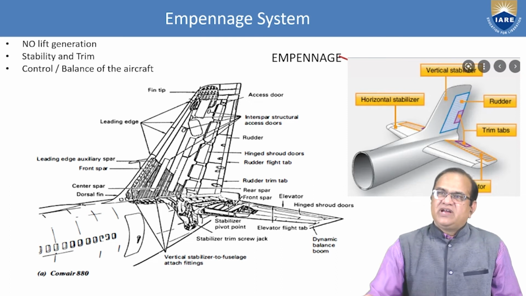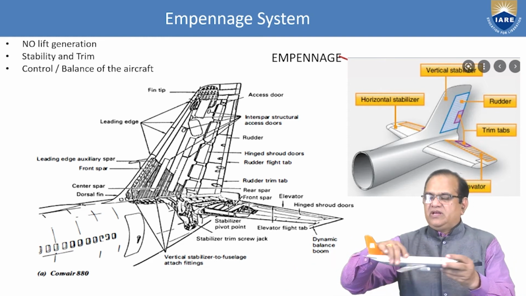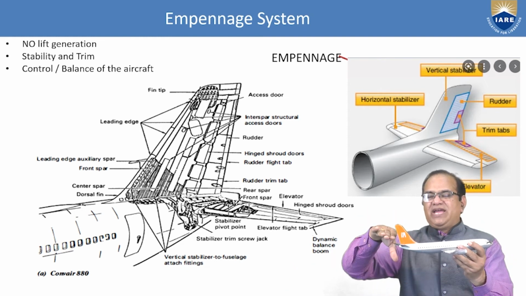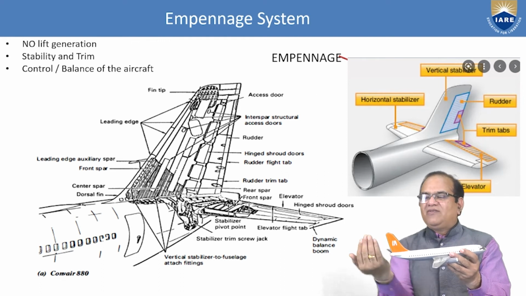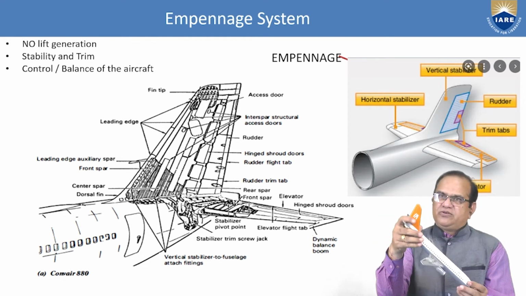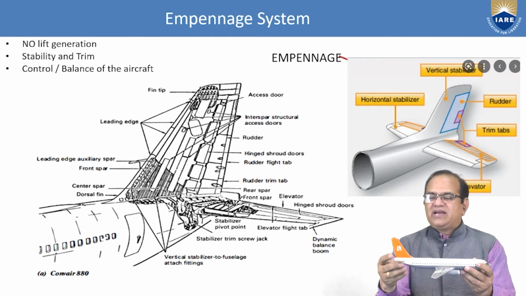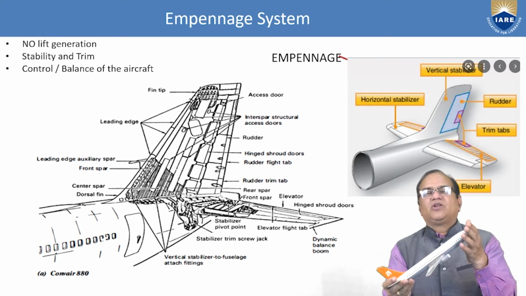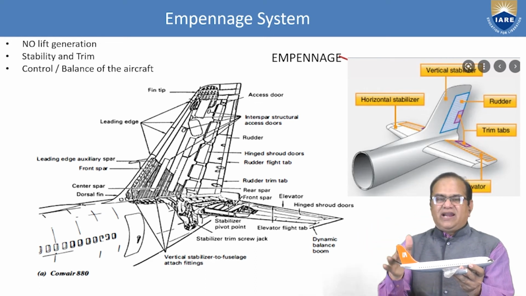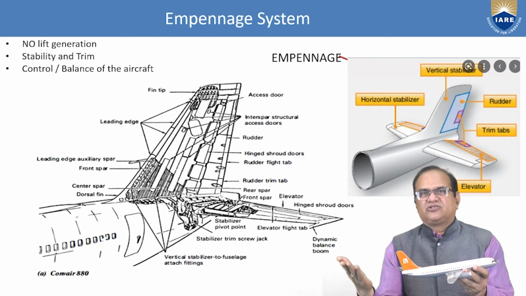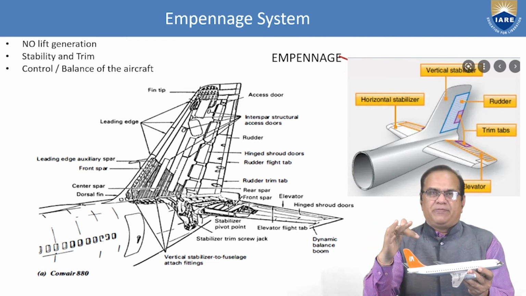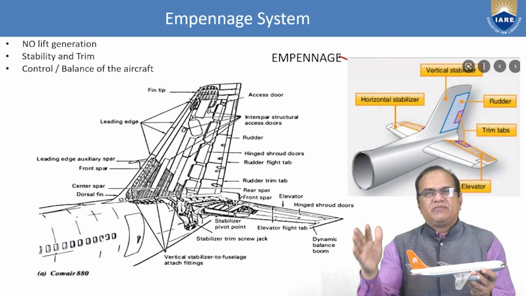The purpose of the elevator is to make the nose go up or down. If you make the elevator down, then what will happen? The nose will go down. If you want to make the elevator up, the nose will go up. So elevator and the nose are directly related. If you want to make the nose up, the elevator will be up. If you want to make the nose down, the elevator will be down.